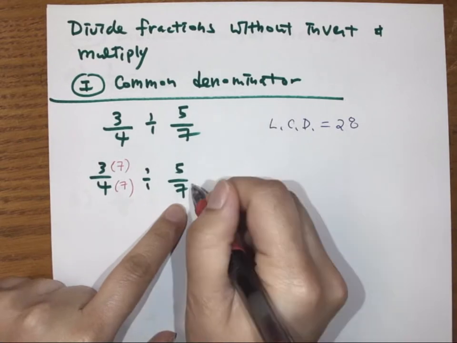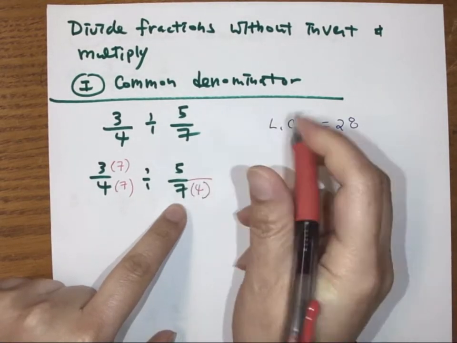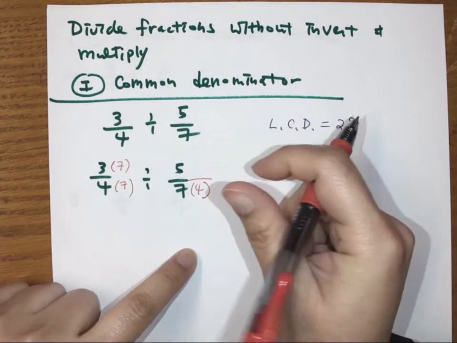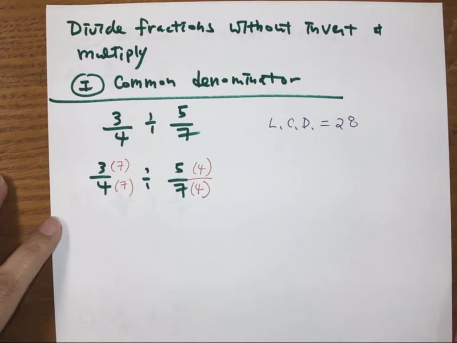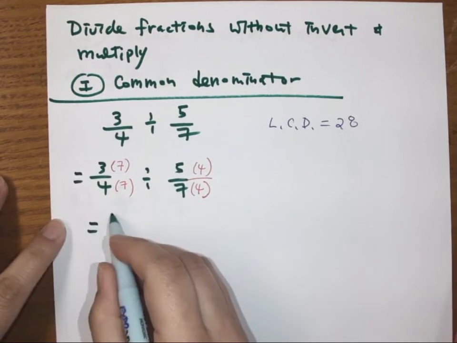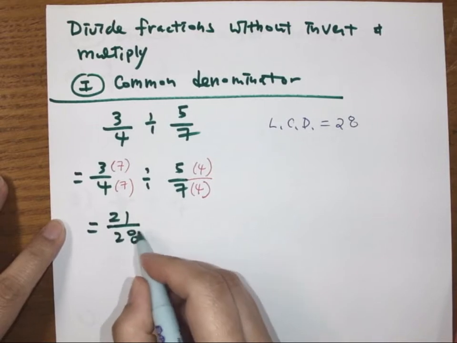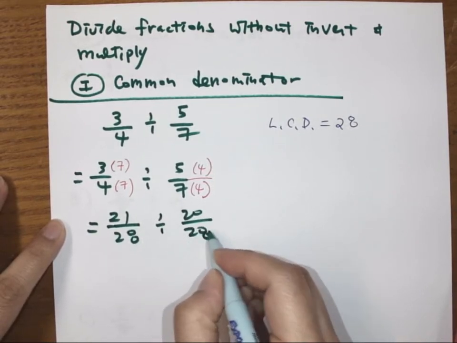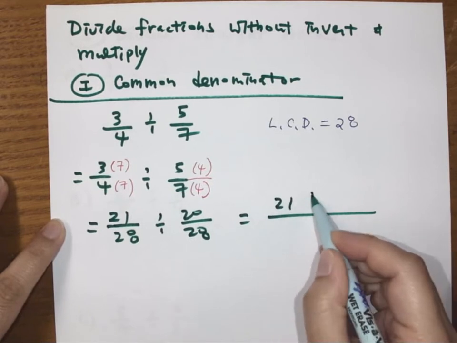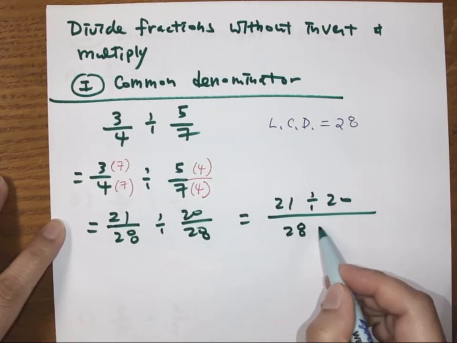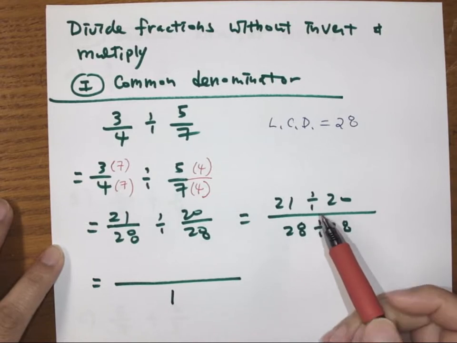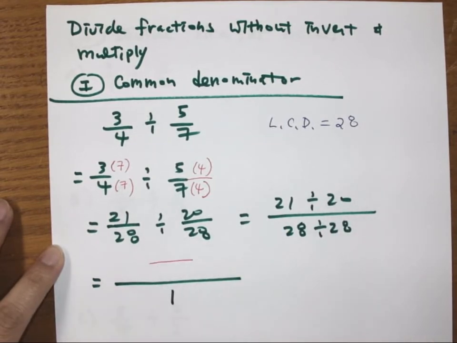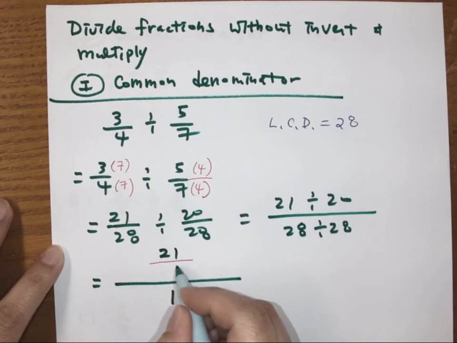And to get from 7 to 28, I need to multiply by 4 to make this step legal. Whatever I multiply at the bottom, I need to do the same on top, right? So now I'm going to end up with 21 over 28 divided by 20 over 28. So I can divide them straight across. And I know the bottom part, 28 divided by 28, is 1. And earlier we talked about divide being the same as putting a fraction line, right? So I have 21 over 20.